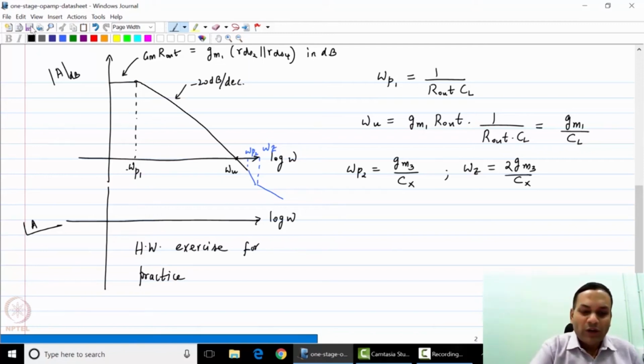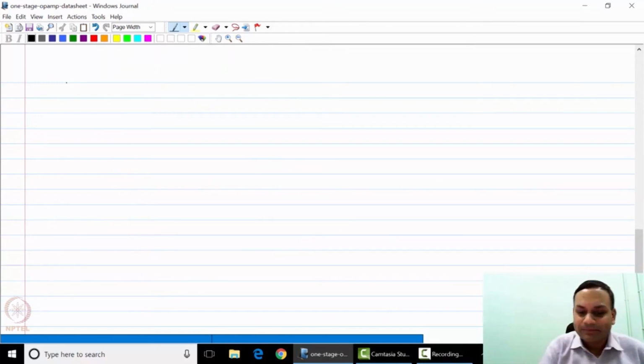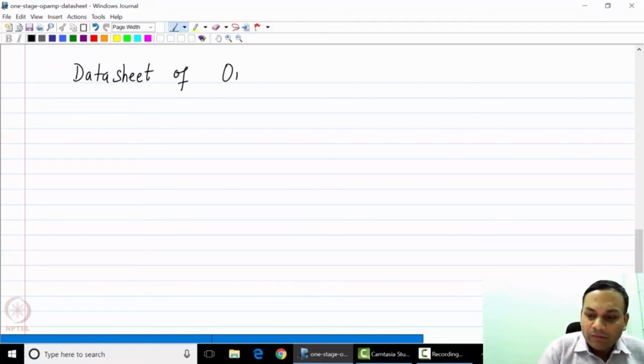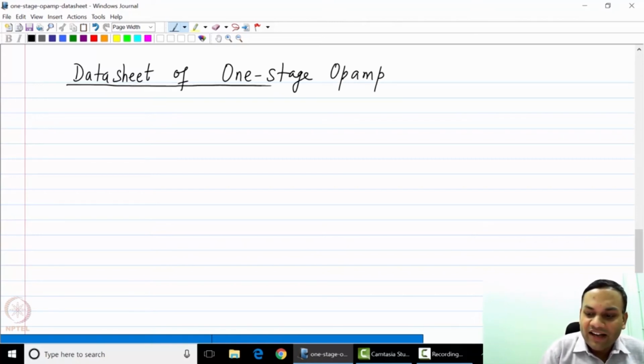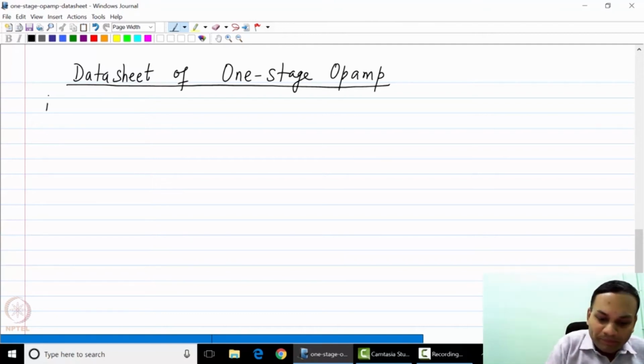Now we are in a position to start writing down the data sheet of the op amp, which is going to consist of around 8 parameters. So this is the data sheet of the one stage op amp. This will just summarize the various parameters that we have studied so far about the one stage op amp.